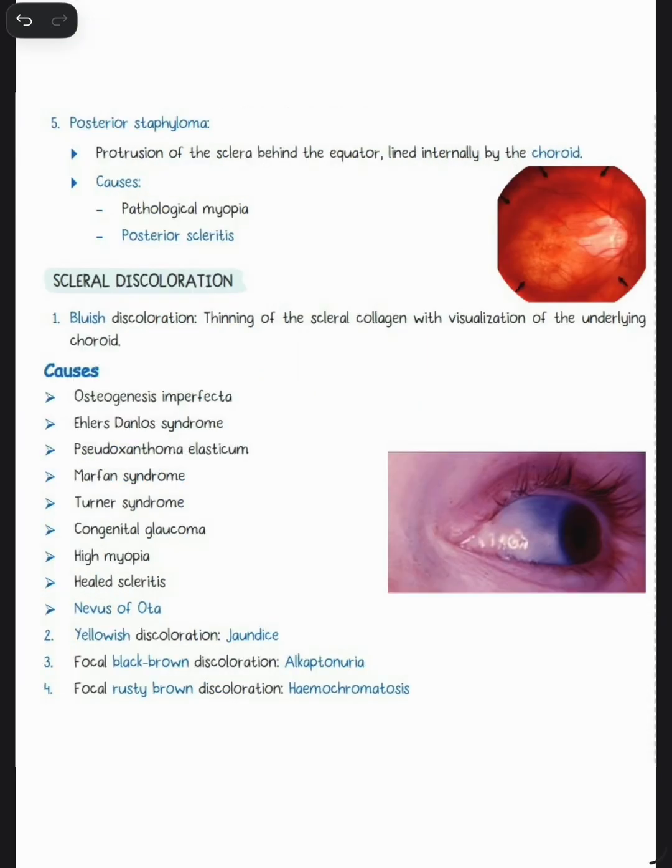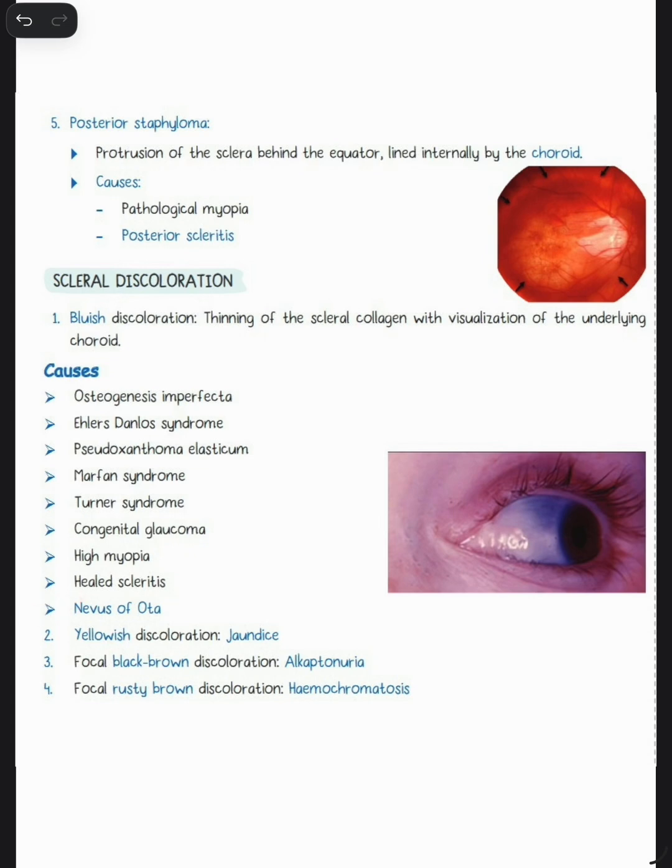We also need to know the scleral discoloration. The bluish discoloration is the thinning of the scleral collagen with visualization of the underlying choroid. What are the causes? The bluish discoloration can be seen in osteogenesis imperfecta, Ehlers-Danlos syndrome, pseudoxanthoma elasticum, Marfan syndrome, Turner syndrome, congenital glaucoma, in which there is stretching of the sclera due to congenital causes, high myopia, healed scleritis, and the nevus of Ota.